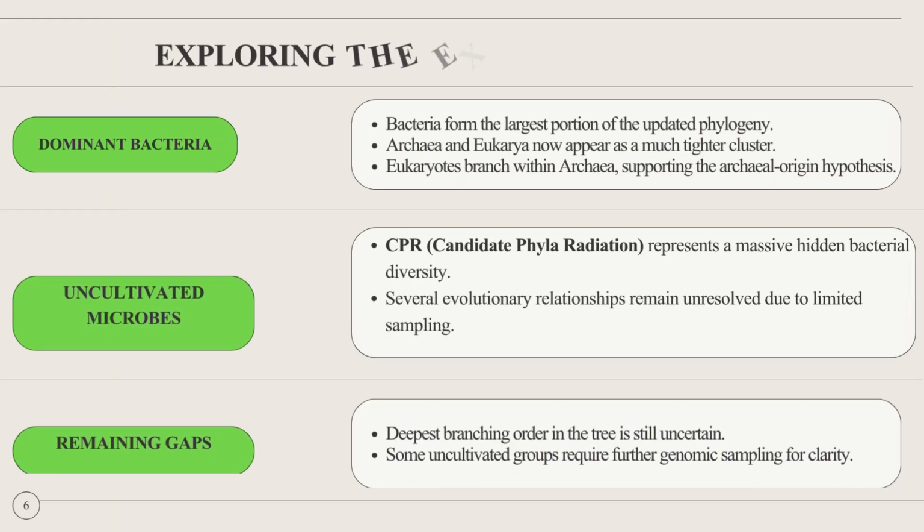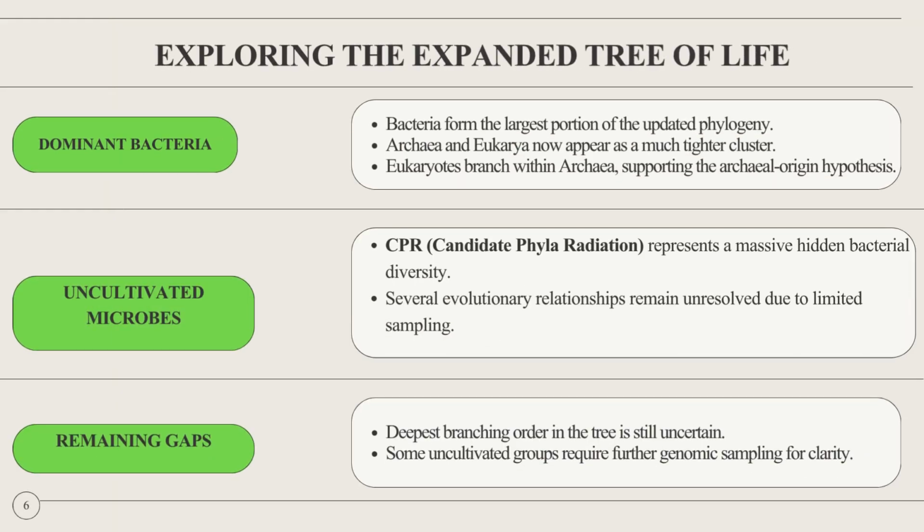Now, from the methods we saw in the previous slide, this updated Tree of Life shows some major insights. The first is that bacteria dominate the new phylogeny while archaea appear as a much tighter cluster. Then also the tree uncovers huge hidden diversity from uncultivated groups like CPR, which old methods couldn't detect. And finally, some deep evolutionary relationships are still unclear, showing that more sampling is needed to fully resolve the tree.